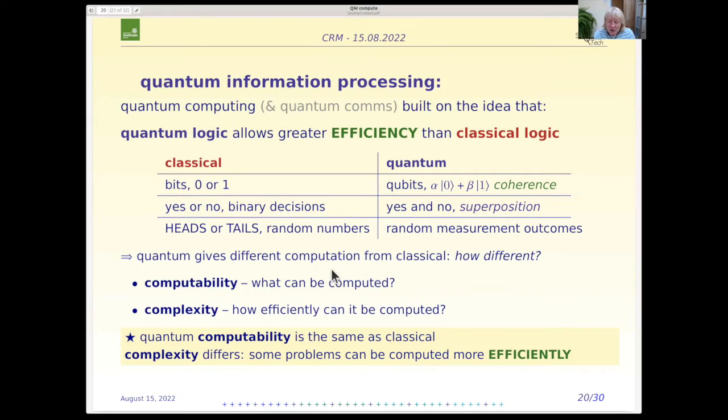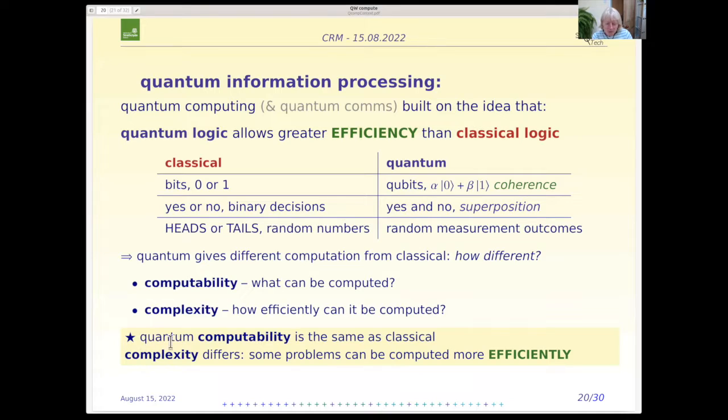So quantum gives us different computation from classical just because, if you like, the logic is different. The question then is how different? There are two basic ways to think about what's different. One is computability. What is it possible to compute? And the other is complexity, which is how efficiently you can compute a particular problem.